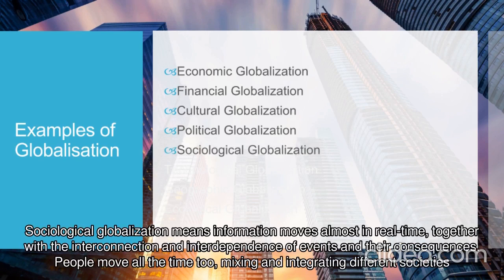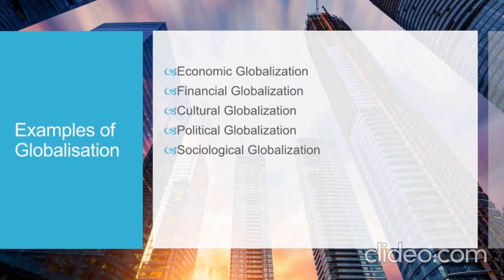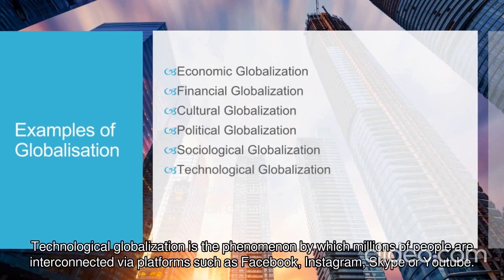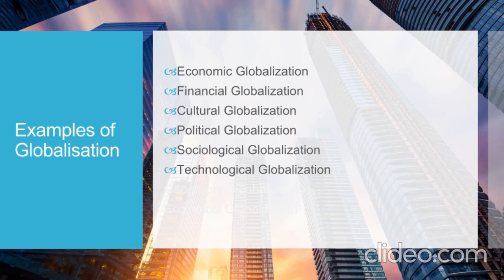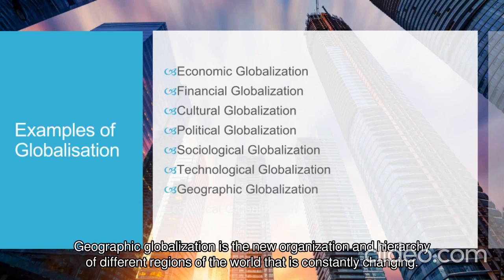Sociological globalization means information moves almost in real time, together with the interconnection and interdependence of events and their consequences. People move all the time too, mixing and integrating different societies. Technological globalization is the phenomenon by which millions of people are interconnected via platforms such as Facebook, Instagram, Skype or YouTube. Geographic globalization is the new organization and hierarchy of different regions of the world that is constantly changing.